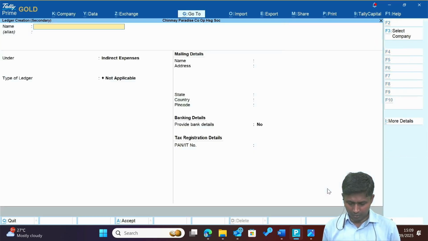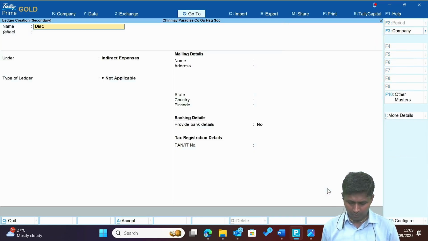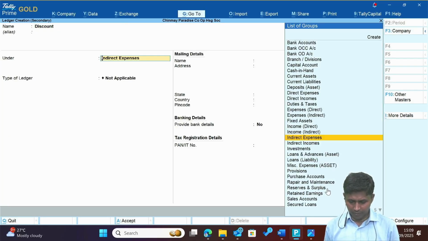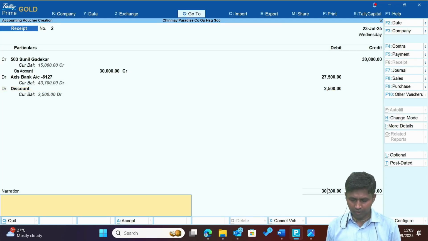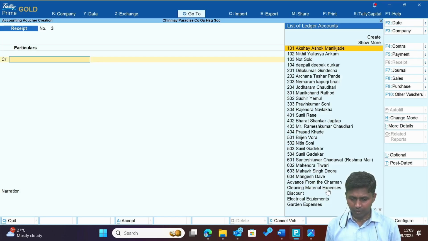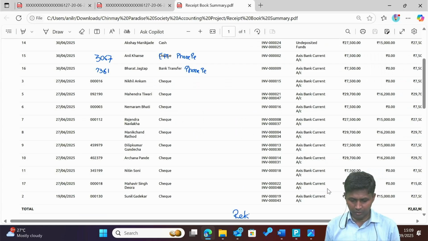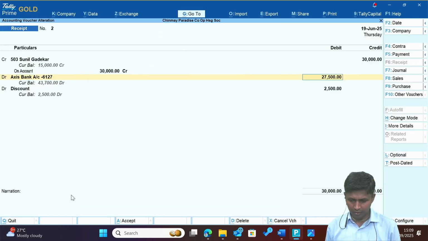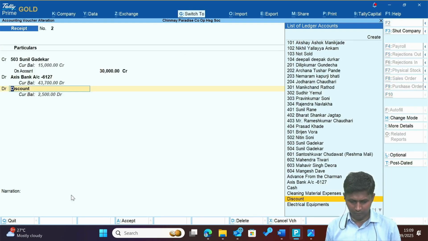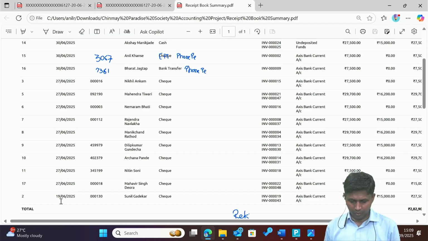Now here, let's say discount. Therefore create discount here, under indirect expenses, that is okay. 2,500, one month's discount because he paid for a full year, 12 months. Accepted. On which date have we passed this entry? 19/6. This must be on 19/6. Page up or page down and then you will get the entry. Change the date to 19/6, 19 June. Enter, enter, enter. Again accept that. Accept. Okay, this entry is over.